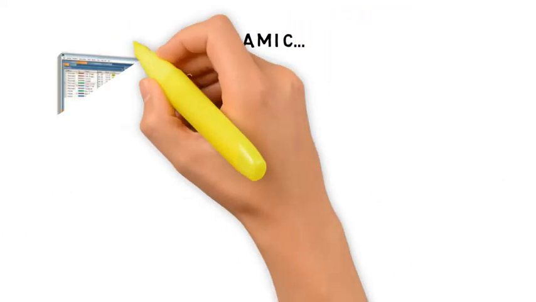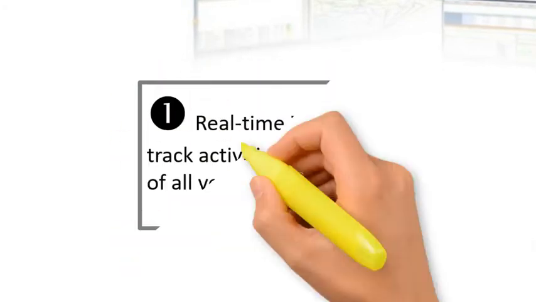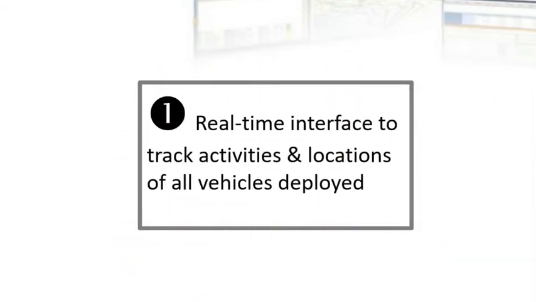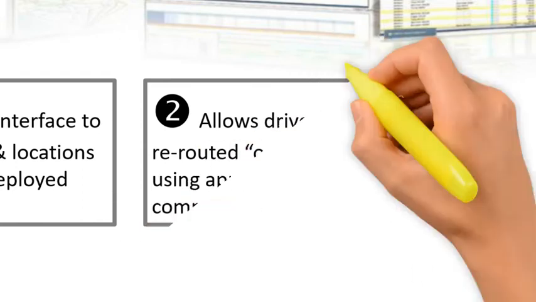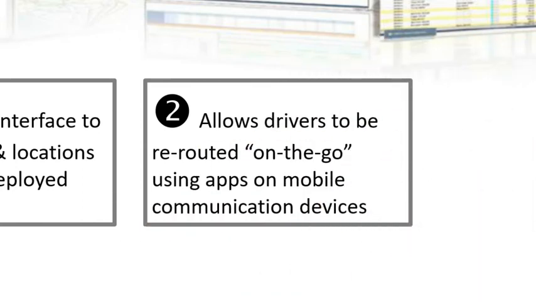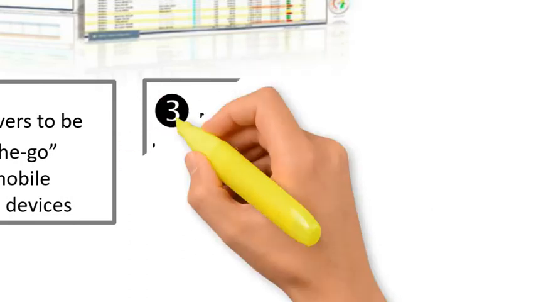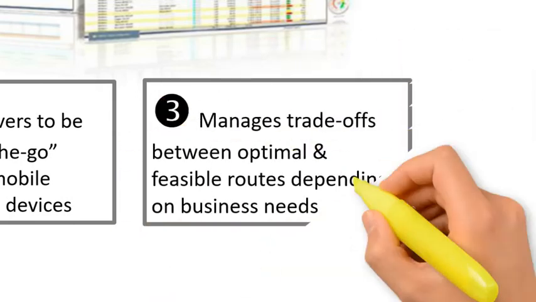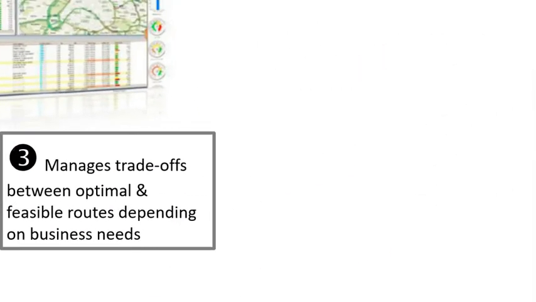Modern cutting-edge transport optimization software tends to be more dynamic in nature. A real-time interface allows the tracking of deliveries and locations of all vehicles deployed. Drivers may be rerouted on the go using mobile applications when new situations arise, such as changes in cargo volume or collection locations. It manages trade-offs between optimal and feasible routes depending on what are the company's business needs.